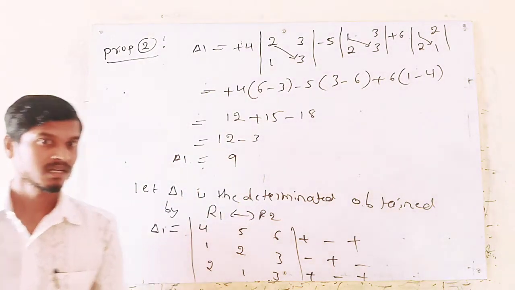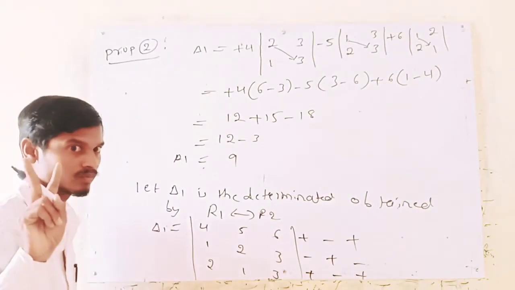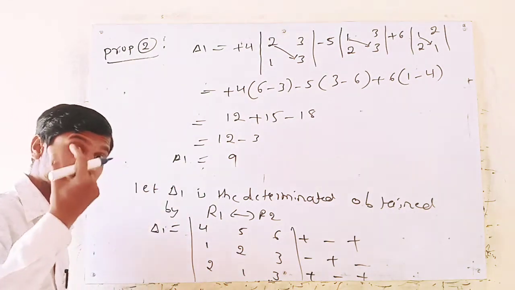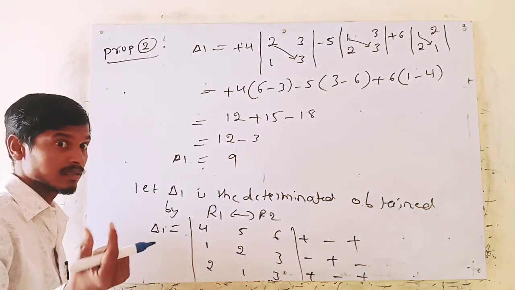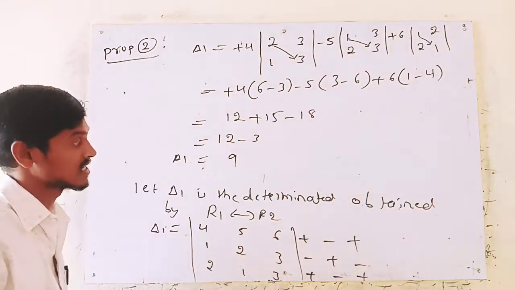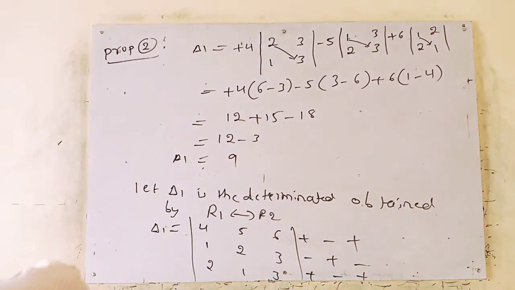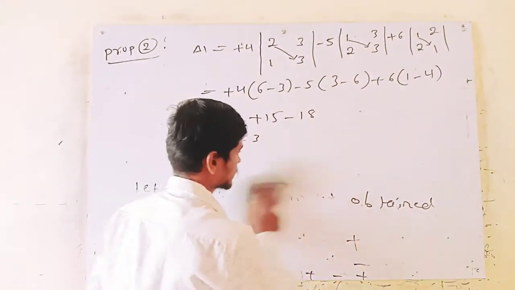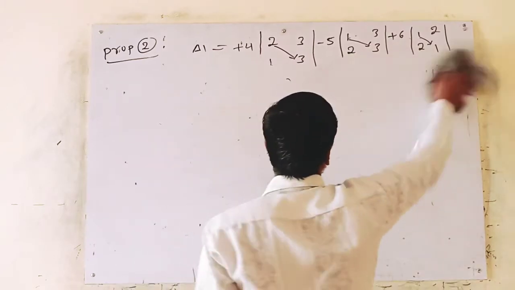See here. Okay. So this is about your property number 2. It is verified. The sign of the determinant changes if its rows and columns are interchanged. Okay, so that is the verification. So next I will go through property number 3.